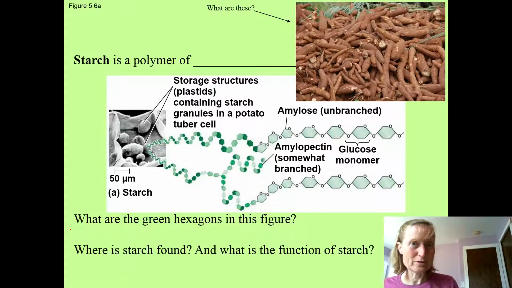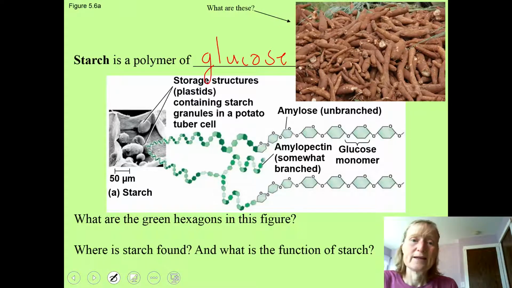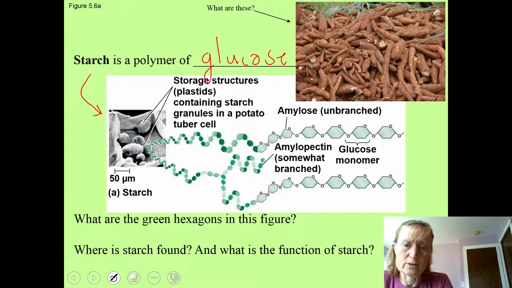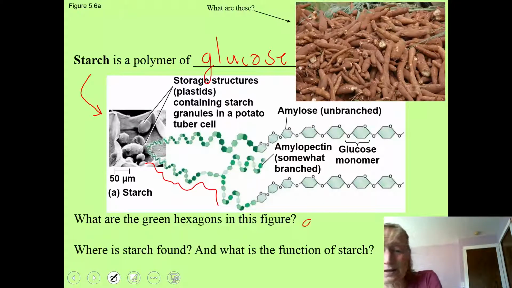Starch is a polymer. It's a big, huge molecule made up of many molecules of glucose. Glucose then is the monomer that makes up starches. So take a look at this picture here. We've got a picture of some starch granules or plastids, and inside those plastids are starch molecules made up of many of these little green hexagons linked together with covalent bonds. Those green hexagons are the glucose molecules, right? The glucose molecules that are linked together with covalent bonds.